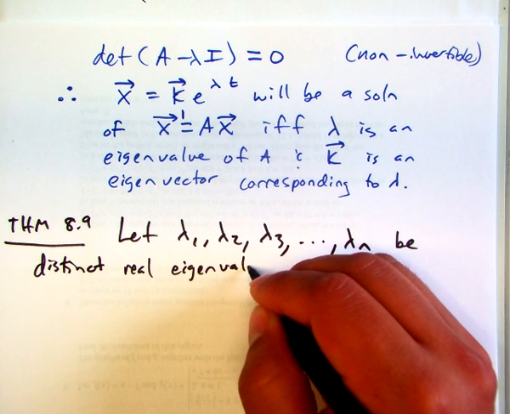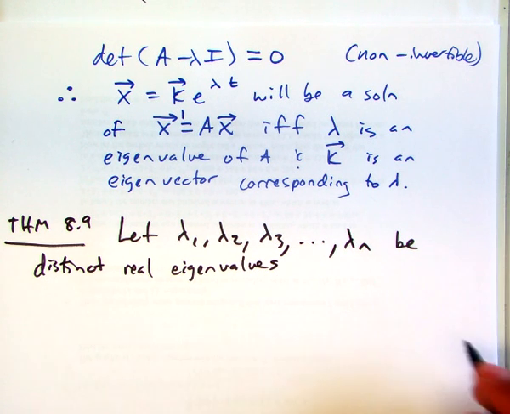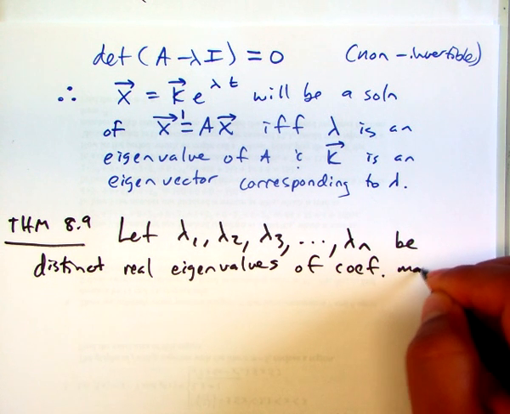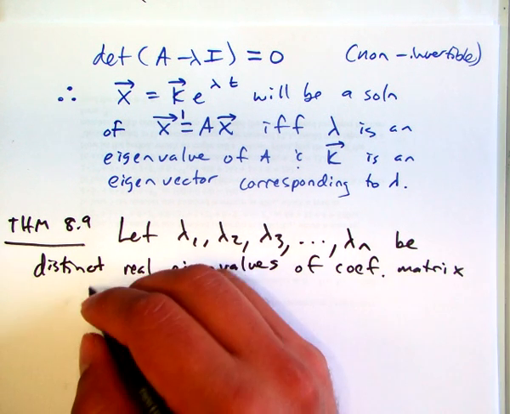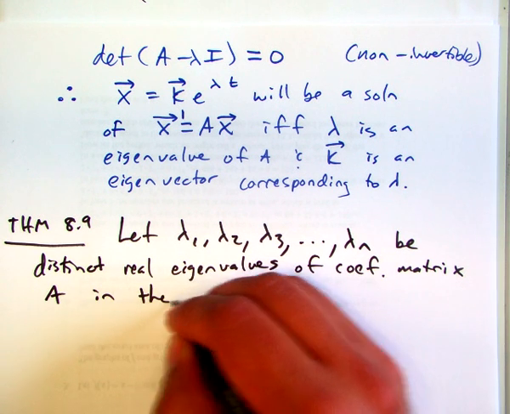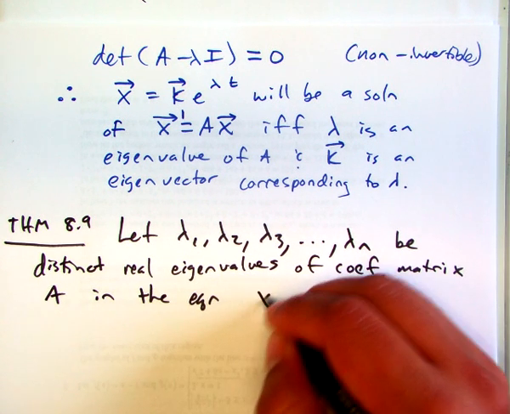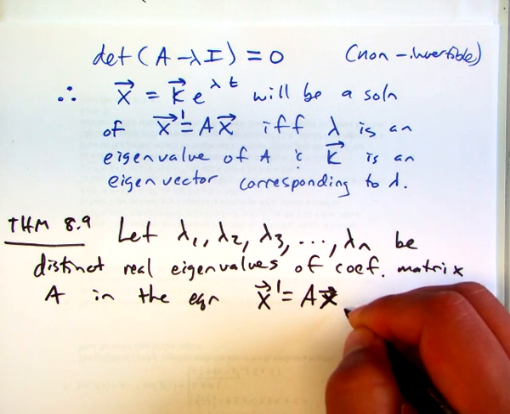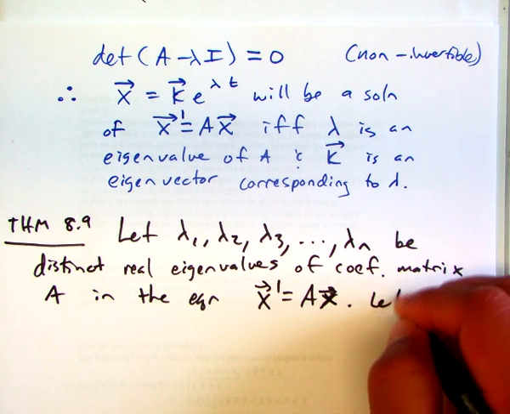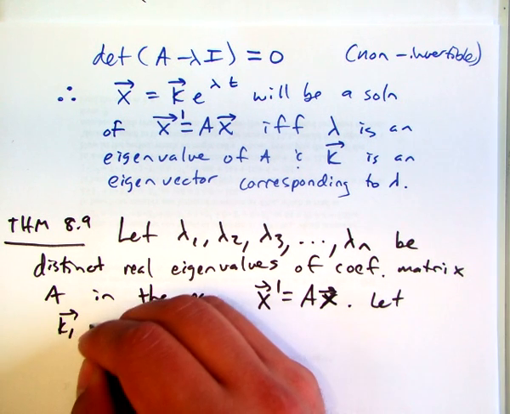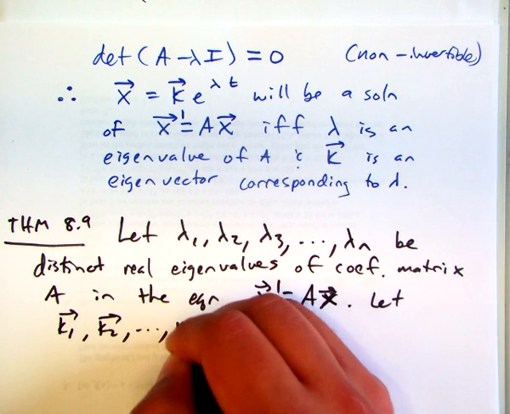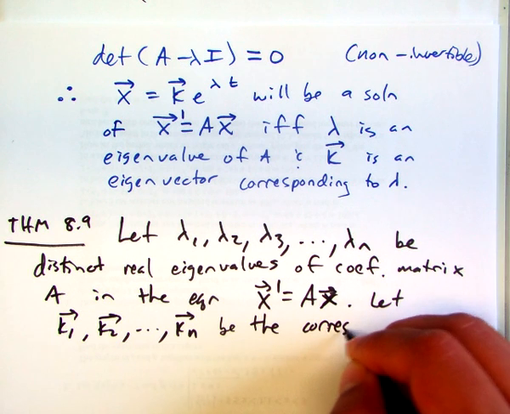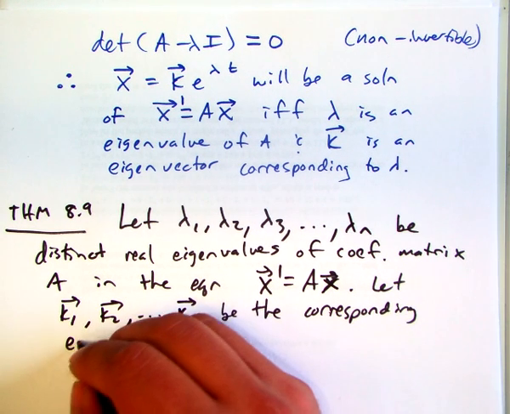And we'll make sure that these are real to start. Of the coefficient matrix A in the equation x prime equals Ax. Let's also let k1, k2, and so on, we'll let these column vectors be the corresponding eigenvectors.